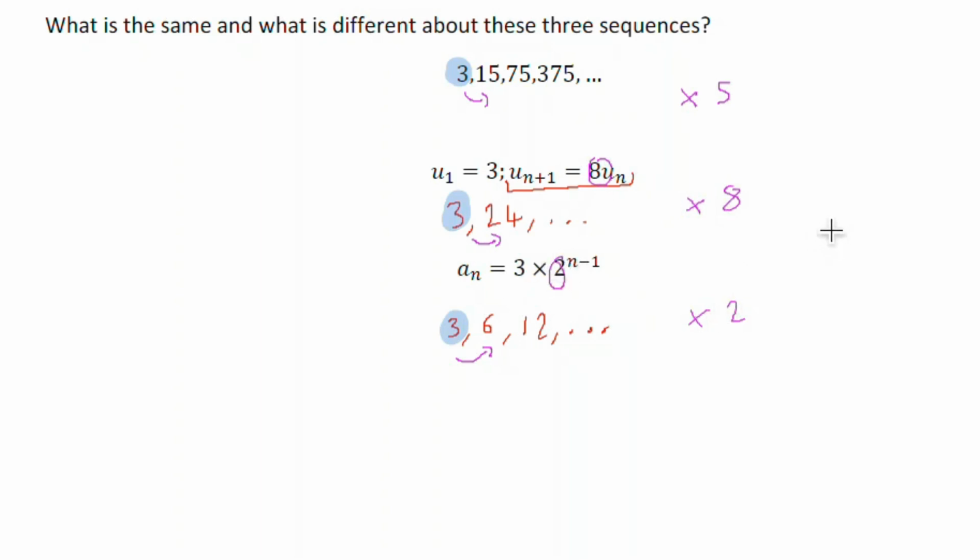Another thing that we might say is different about these three sequences is that they're given in a different form. The first one is given as a list of numbers. The second one is given as a recursive definition of a sequence. And the third one is given as a general nth term. Maybe you found some other similarities and differences between these sequences, but those are some possible answers.